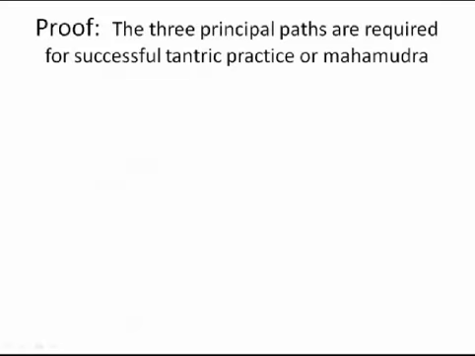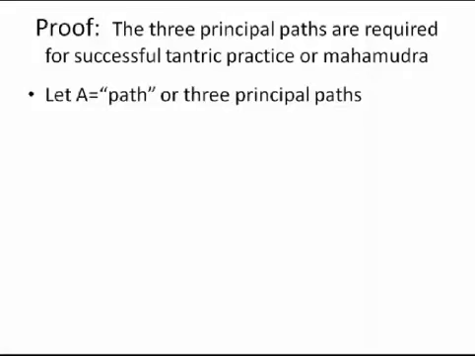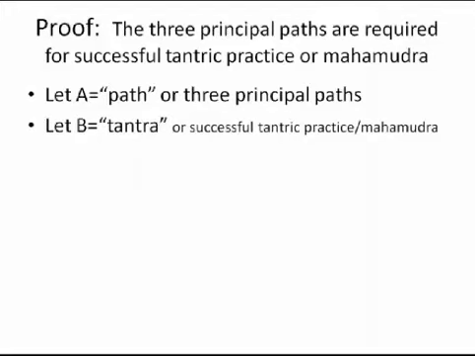So let's now turn our mind to the question of whether we can have successful tantric practice without the 3 principal paths. In this case, we're going to let A equal the 3 principal paths, and I'm going to just abbreviate it as path. And then we'll let B be successful tantric practice or mahamudra, and we'll just call that tantra. So our first one is, can we have path, the 3 principal paths, without successful tantric practice?